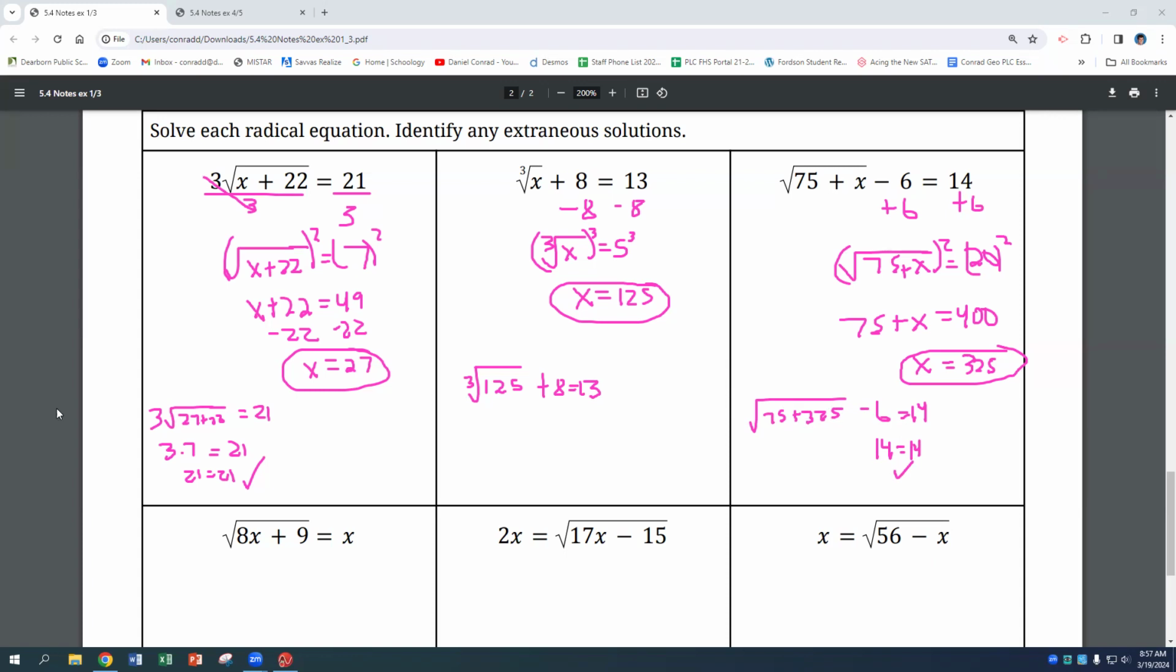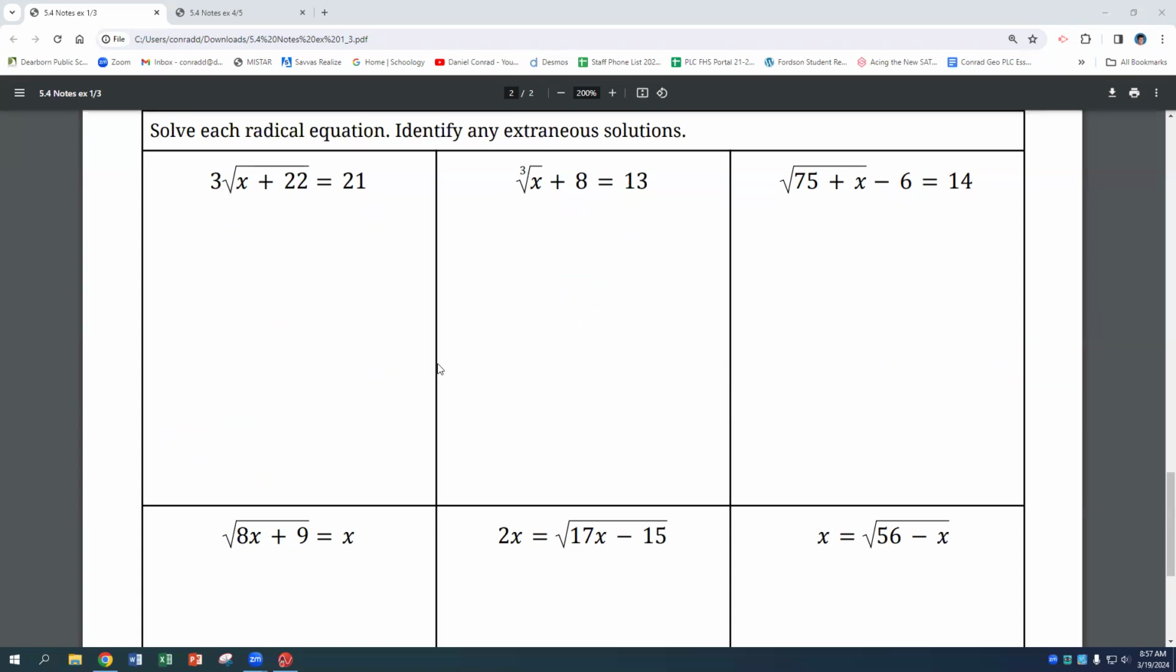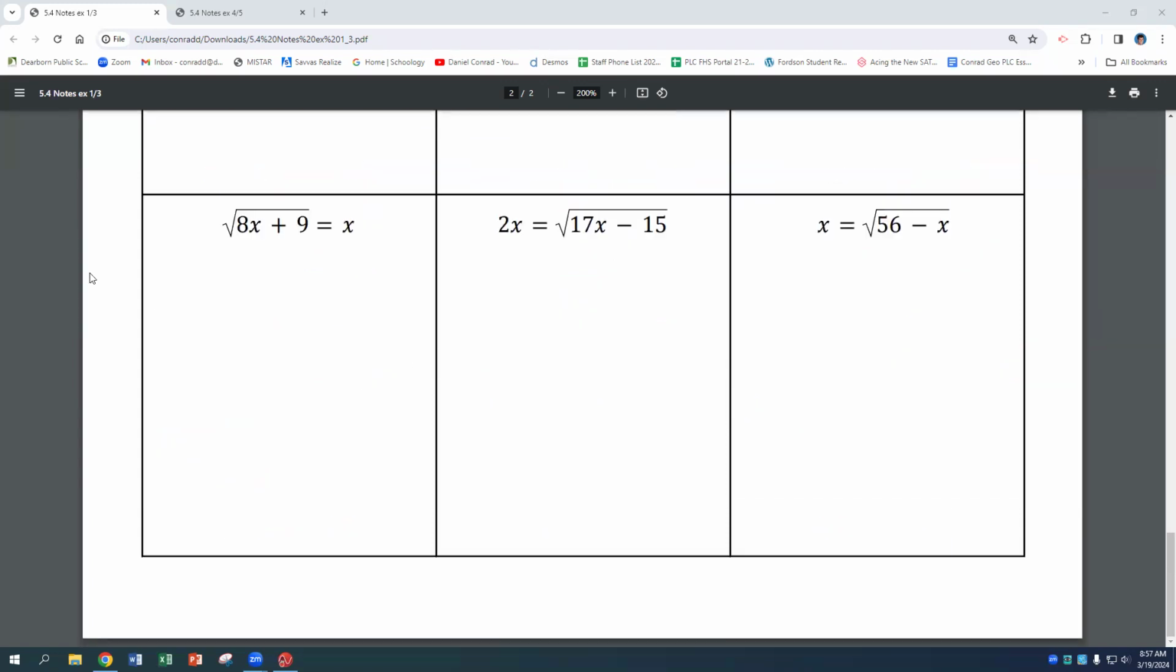All right. Let's look at the bottom 3. Okay, we got the radical by itself, so we're going to square both sides. That's going to give me 8x plus 9 equals x squared. I want to get everything on one side so I can factor, right? Because we have an x squared. So it's a quadratic. So I'm going to minus 8x on both sides.